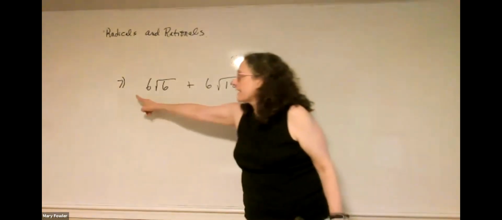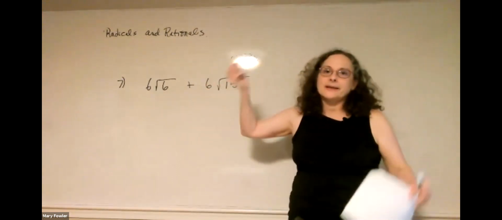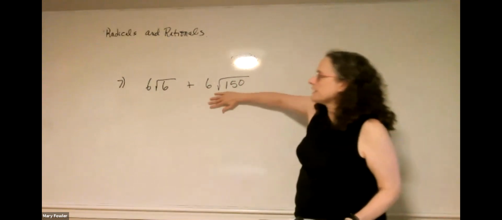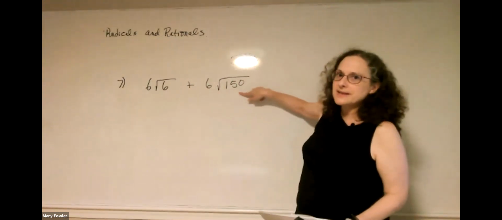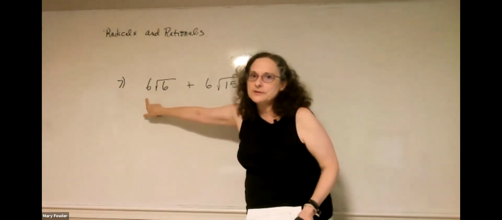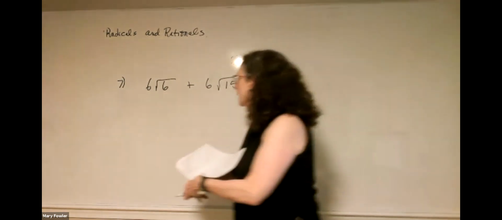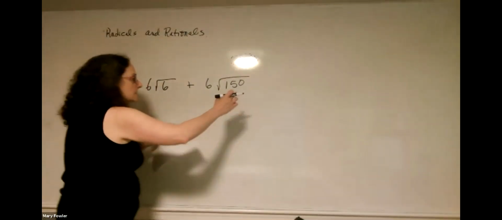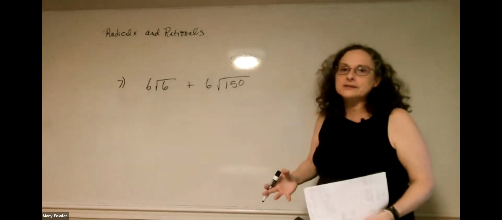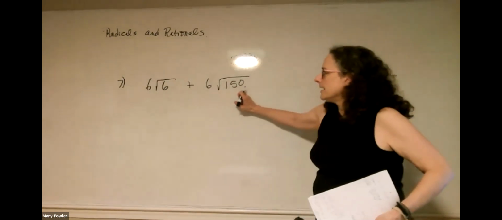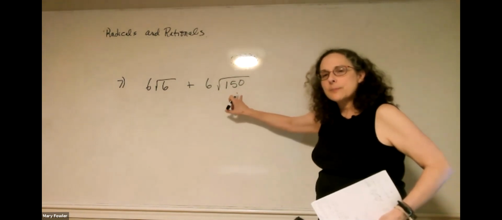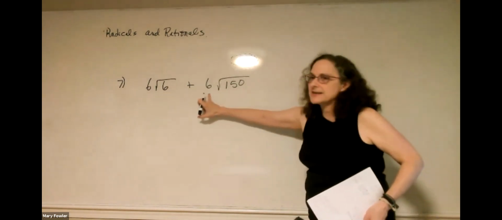For number 7, we're asked to add and subtract whenever possible. So really what we're asked to do is to see if we can re-express this second piece here so that it can be somehow combined with the piece on the left. When we have these square roots and we want to simplify them, we're really looking to see if we factor the number, the 150, is there a perfect square in that factor? Because if there is, it can come out.